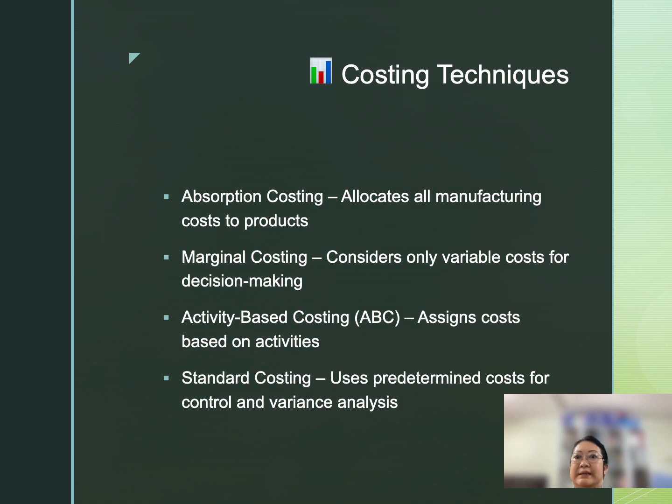There are several techniques used in costing. Absorption costing, for one, allocates all costs to products, such as fixed overhead. Marginal costing only considers variable costs. Activity-based costing, or ABC, assigns overheads based on what activities drive those costs. Standard costing uses predetermined costs to set benchmarks and control expenses.